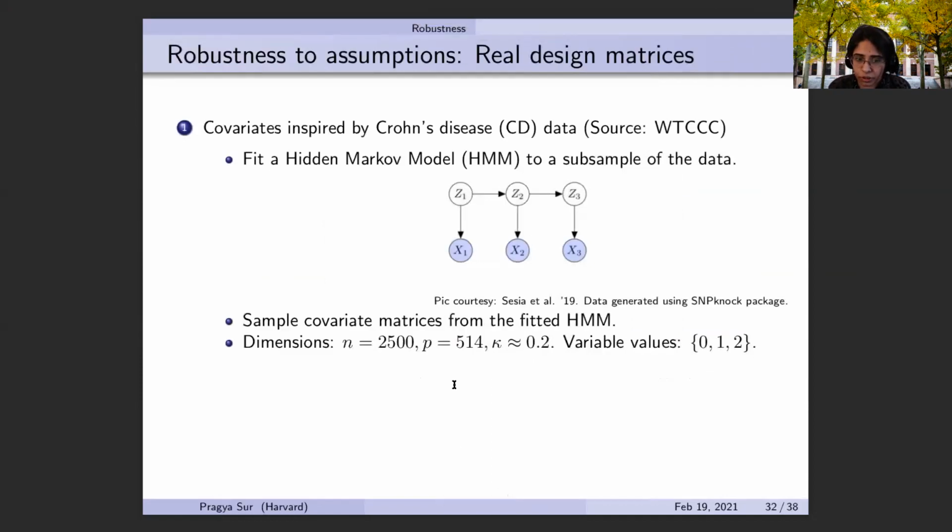So let me show a few simulations to see how robust some of the phenomena or some of the results are to the assumptions on the design matrix.